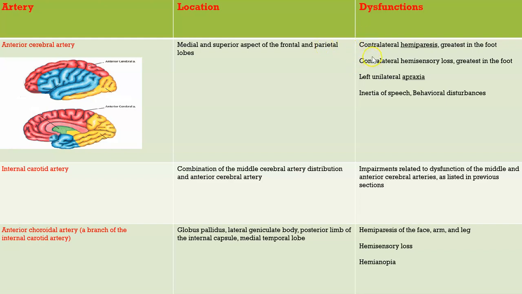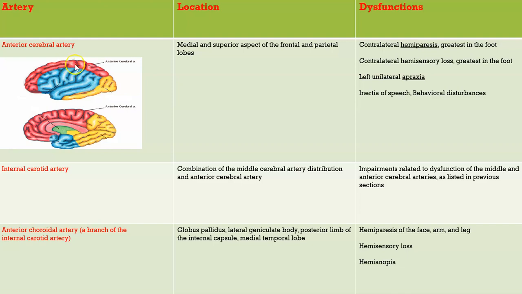Now, if there's a lesion, the dysfunction will be contralateral hemiparesis. It's a weakness, greatest in the foot. Now, as I mentioned before, there's the sensory cortex and then the motor cortex. So it's going to again affect the sensation. And there's a homunculus, which I'll further discuss in the next slide.